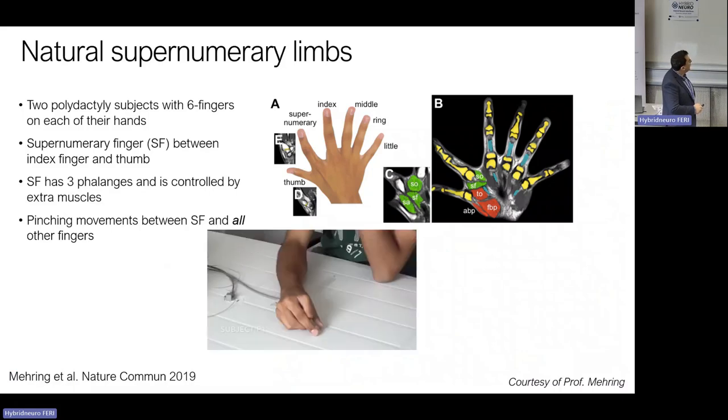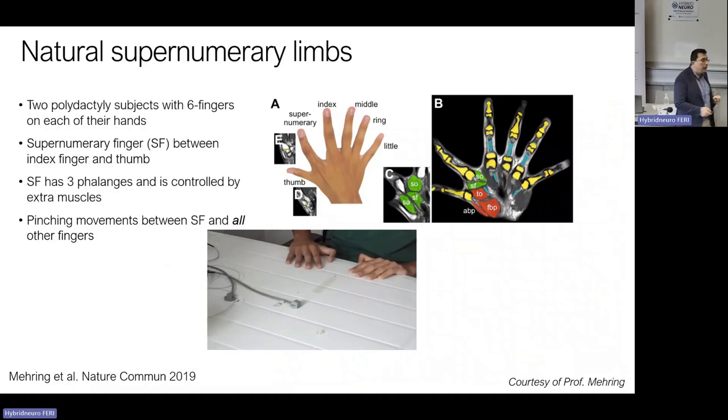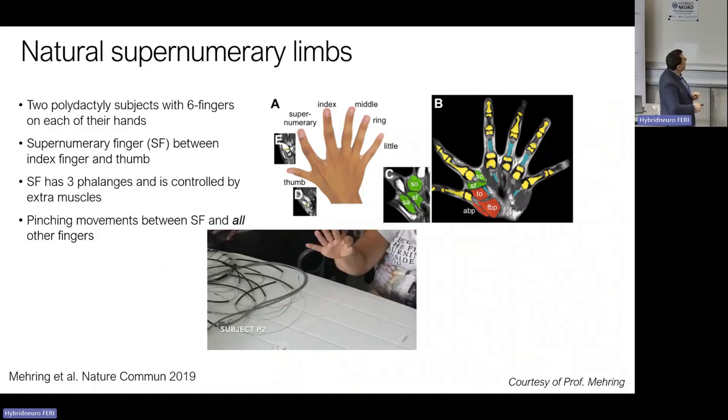And here you can see a video where the additional finger, which is in the middle there, in a moment you will see that it can produce a pinch, so it can oppose the other fingers, as you can see there, right? The additional finger can oppose any of the other fingers, can do a pinch with any of them. So it's functionally used, it's not just an appendix. And here you see now the opposition of the additional finger with all the fingers, actually.